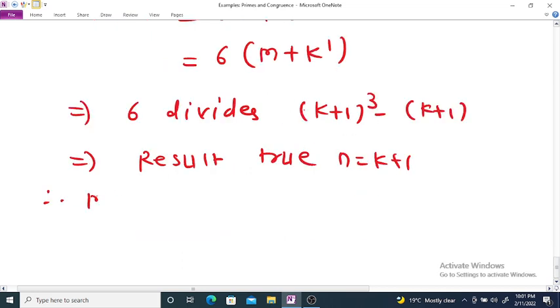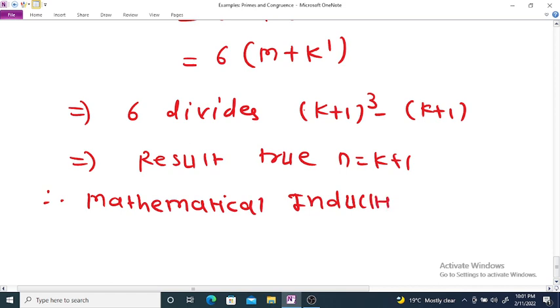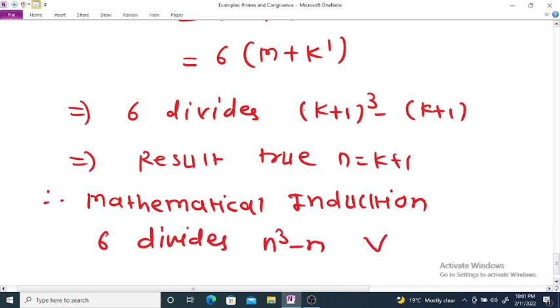And hence by using mathematical induction we can say that 6 divides n cube minus n for every positive integer or non-negative integer. Okay, thank you.